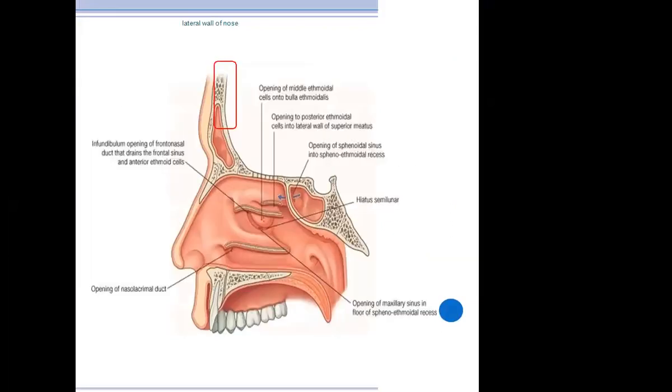So along the lateral wall, along the inferior meatus, we will have one opening, the opening of the nasolacrimal duct. Along the middle meatus, we will have four openings: frontal sinus, anterior ethmoidal air sinuses, maxillary air sinuses, middle ethmoidal air sinuses. In the superior meatus, we have only one opening, the posterior ethmoidal air sinuses. And in the sphenoethmoidal recess, we have the sphenoidal air sinuses opening. So these are the openings present along the lateral wall of the nose. This part is very important.